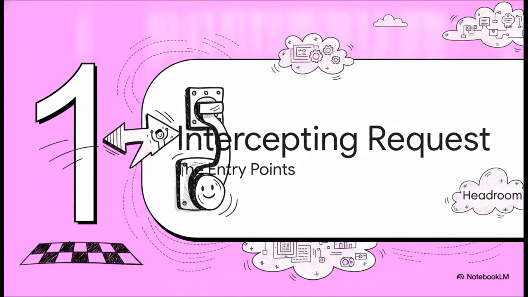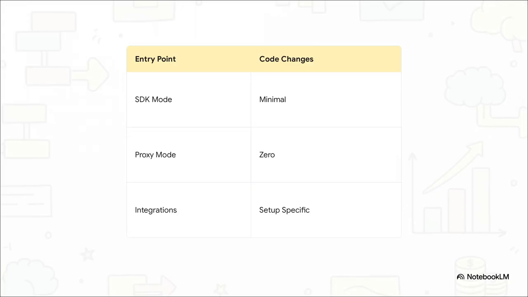Section 1. Intercepting the request. The entry points. So think of this as the starting line. It's the exact moment a message leaves your application and first knocks on Headroom's door. Headroom is incredibly flexible with how it catches that message, intercepting the request right between your app and the LLM provider. It basically does this through 3 main entry points.